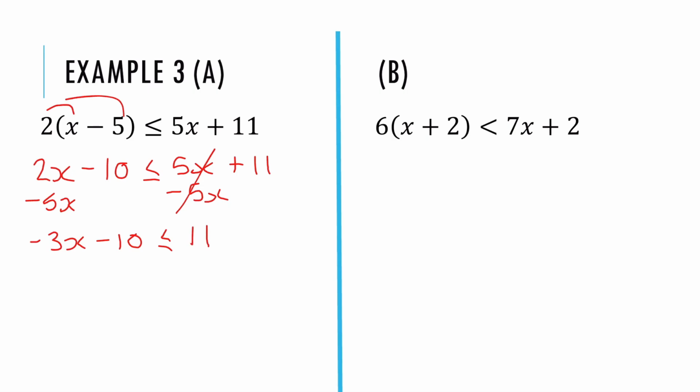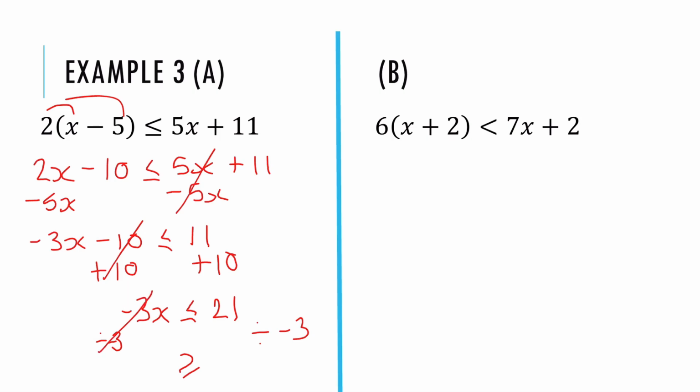is 11. The 10 is subtracting away from the x term, so we're going to add 10 to either side. That leaves me with negative 3x is less than or equal to 21. It is a negative number multiplying, so we divide by a negative number and we flip the sign. So this becomes a greater than or equal to sign. That leaves me with x is greater than or equal to positive 21 divided by negative 3 gives me negative 7.